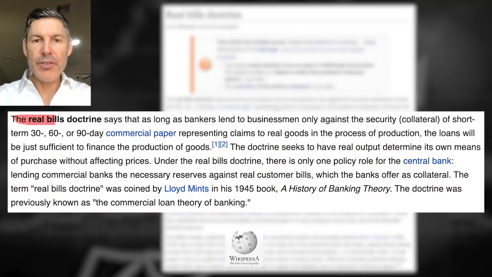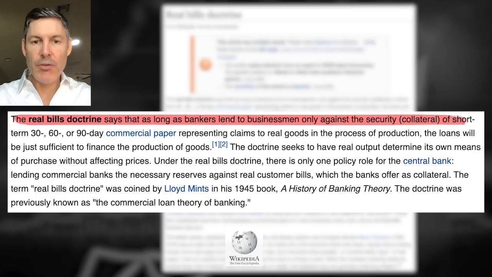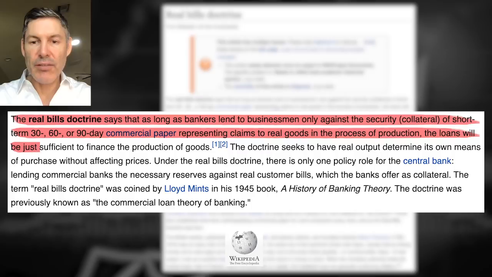The real bills doctrine says that as long as bankers lend to businessmen only against the security or collateral of short-term 30, 60, or 90-day commercial paper representing claims to real goods in the process of production, the loans will be just sufficient to finance the production of goods.